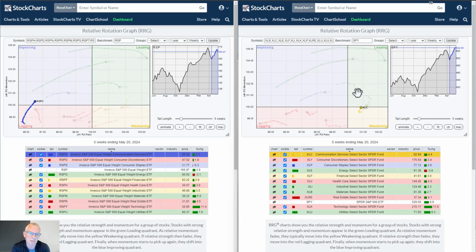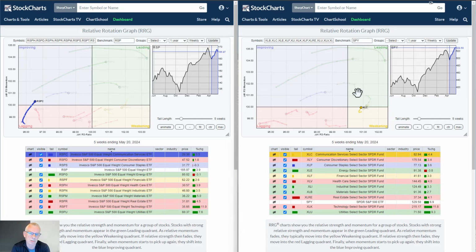So here is energy and here is XLE. So those are quite similar, RSPG and XLE. Here's financials versus XLF, so RSPF versus XLF. And let me blow this up because you can see how short these tails are. So that means that they're pretty stable trends. And here you can see how RSPF is inside weakening, making a little zigzag, stopped picking up relative momentum. And if we do the same for XLF, you can see how XLF now actually moved lower.